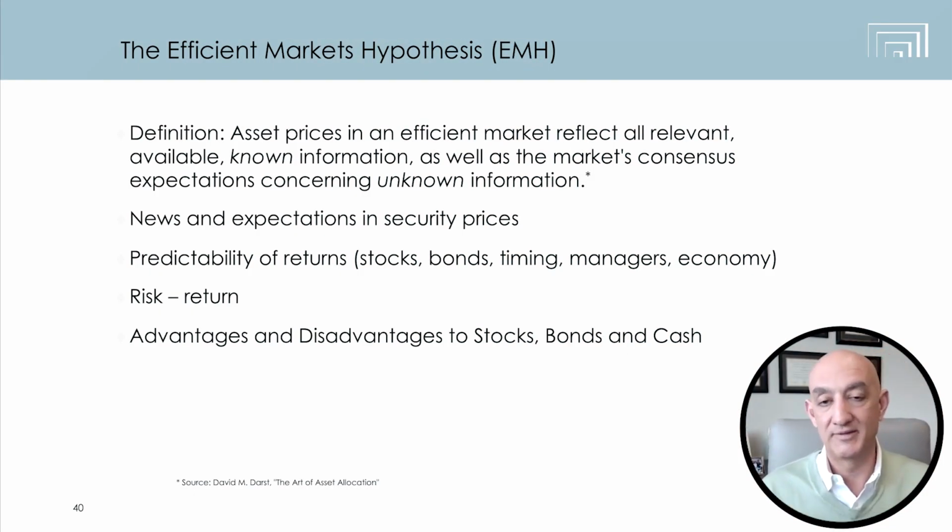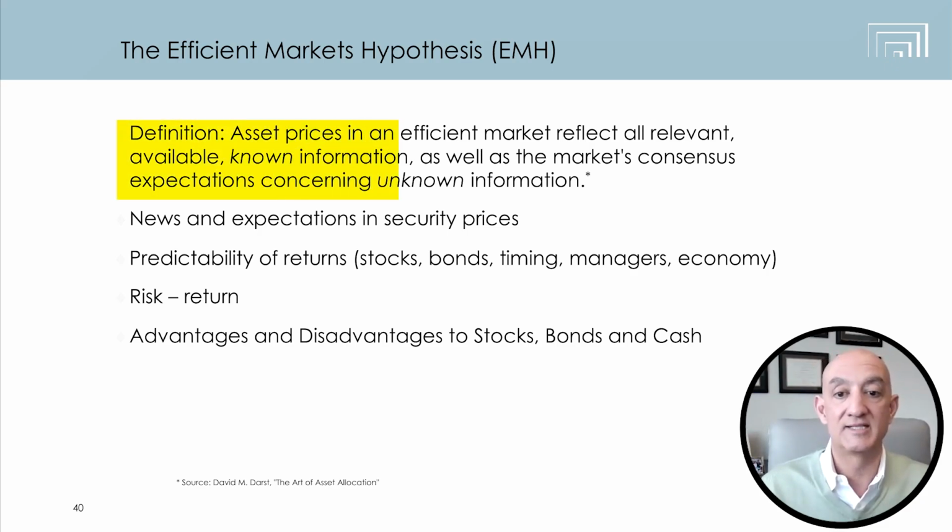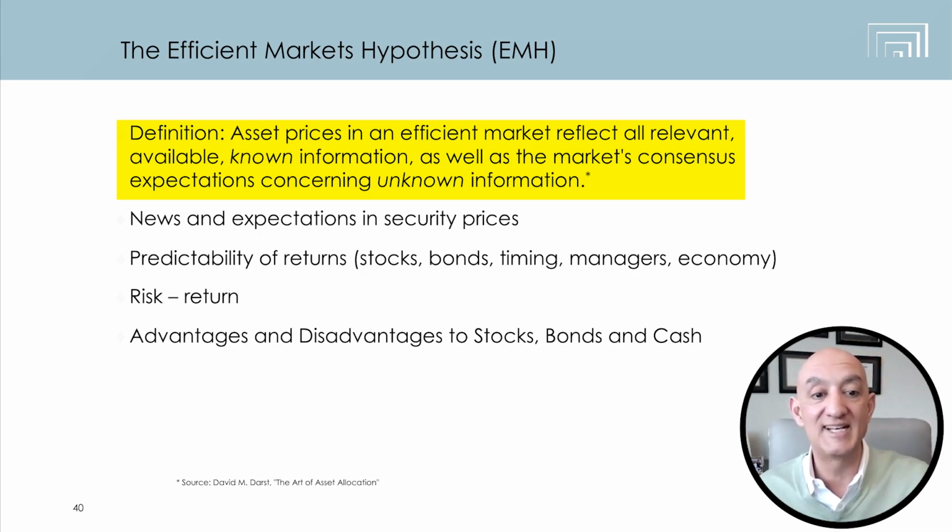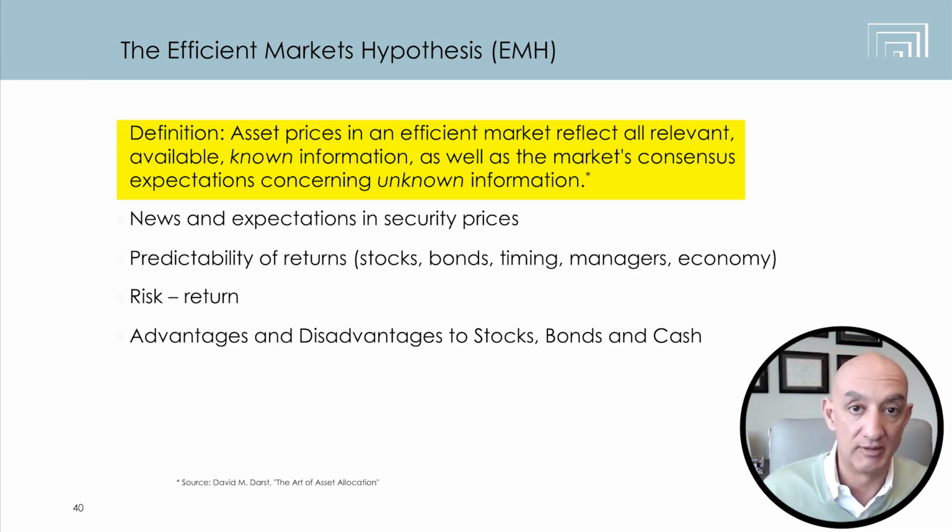So one concept that we always try to educate clients on is the efficient markets hypothesis. And this is a theory that is taught in virtually all the business schools worldwide. It is widely accepted, not unfortunately talked about too much. It's widely accepted to different degrees by different people. But what this theory says is that asset prices in an efficient market reflect all relevant, available, and known information, as well as the market's consensus expectations about unknown information.